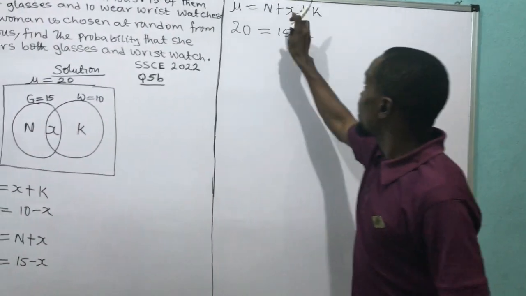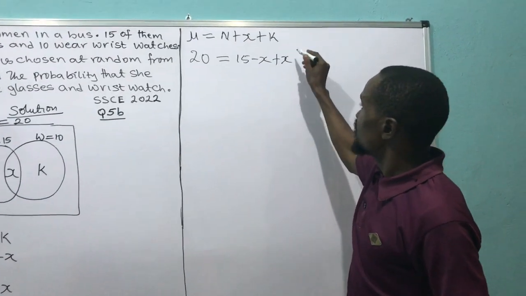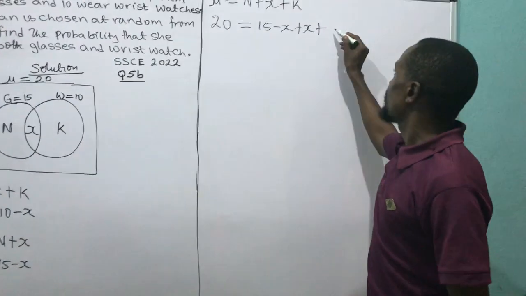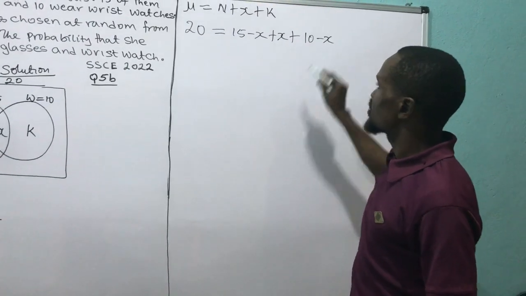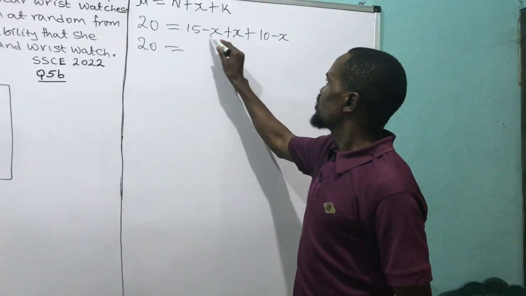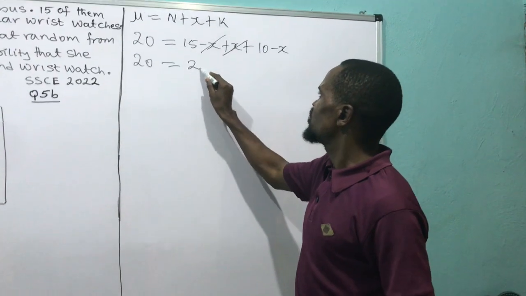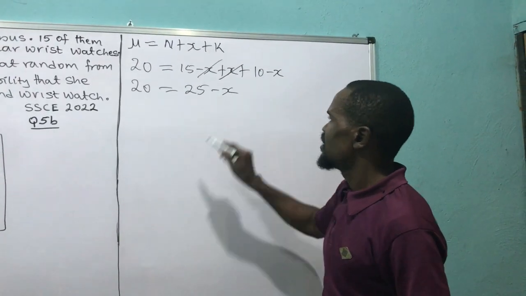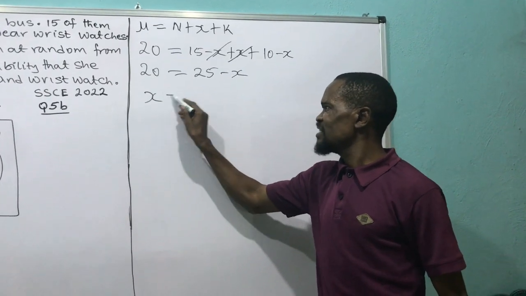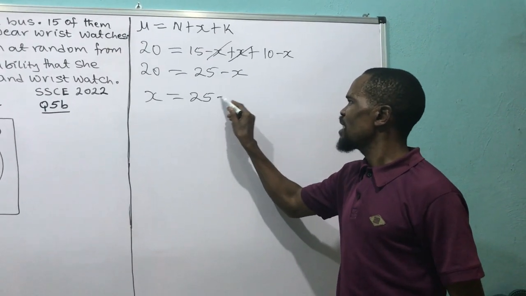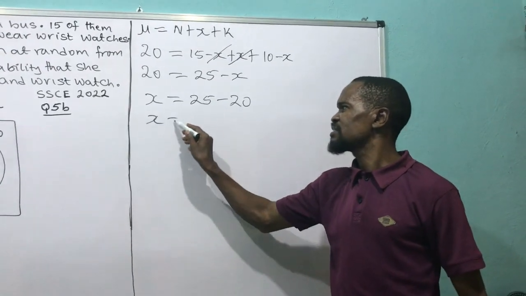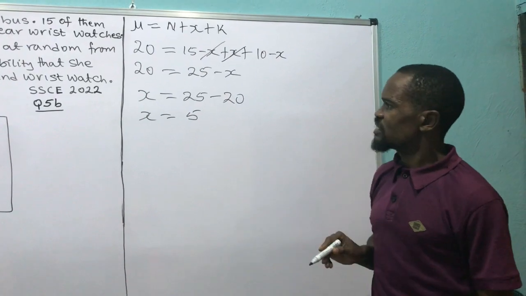Then what is my X? I put my X down. Then what is my K? My K is 10 minus X. I put my 10 minus X. Then collecting like terms, I have 20 equals 25 minus X. Then here, I will have X is equal to 25 minus 20, I have my X to be 5. That's how I got my X.